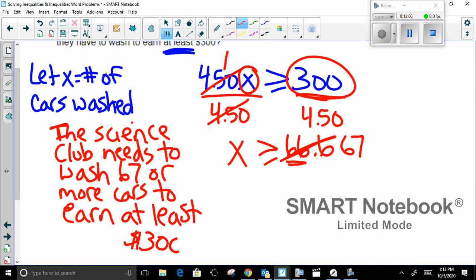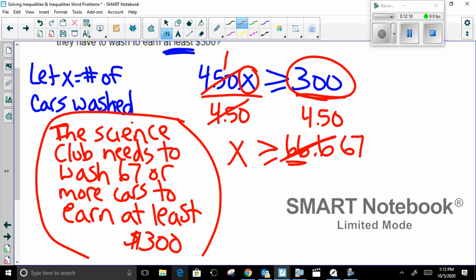So I had to think about that logically. I can't wash 66.6, but I knew that it needed to be greater than that. So the next number after 66.6 is 67. Okay, so think about it logically. Don't leave your answer like that. Write out what your answer actually means.